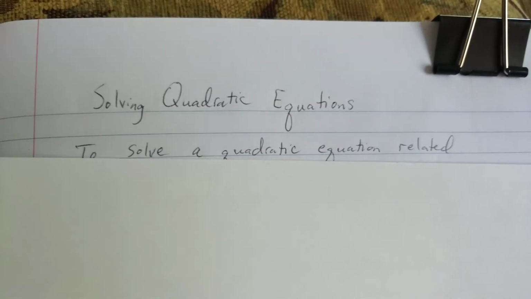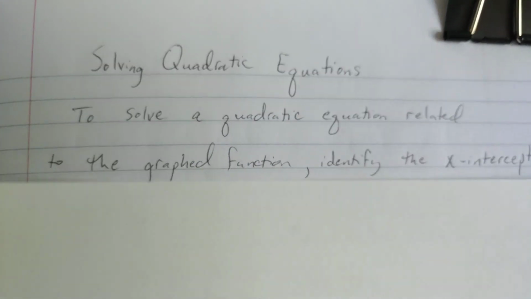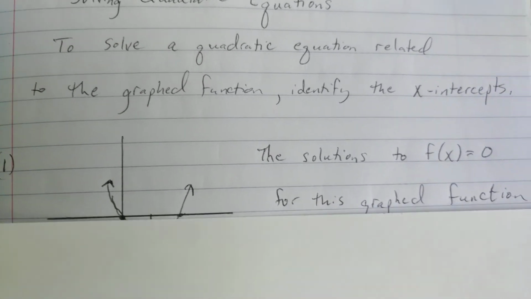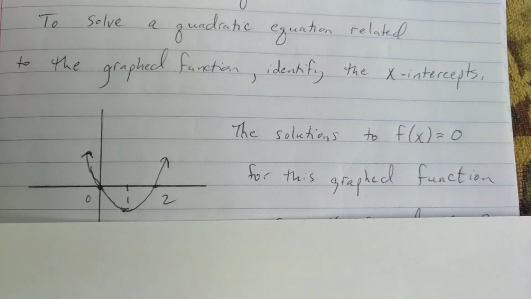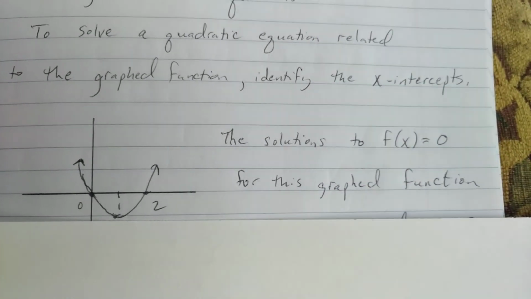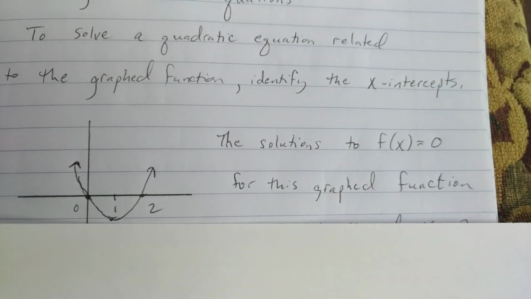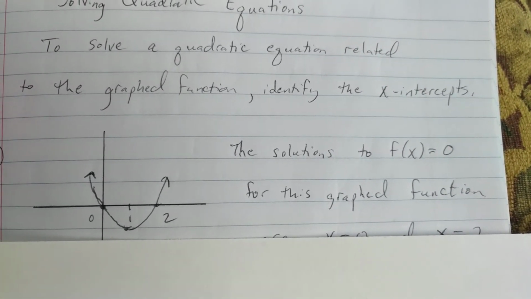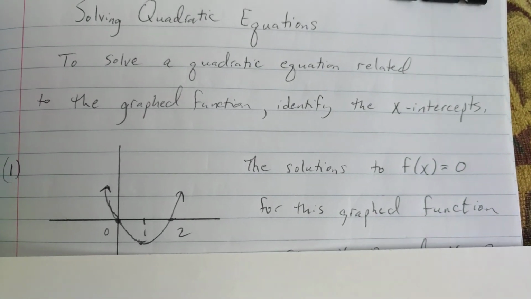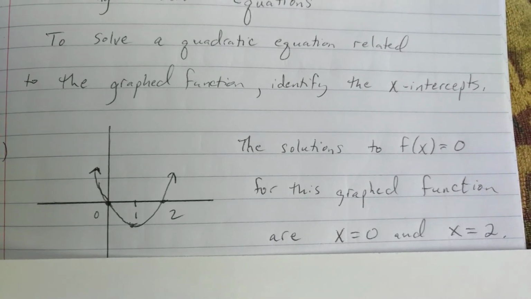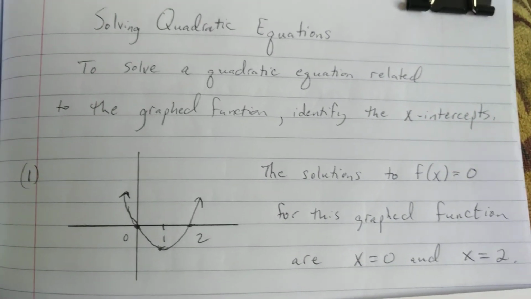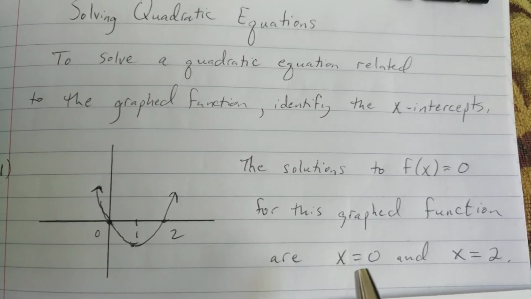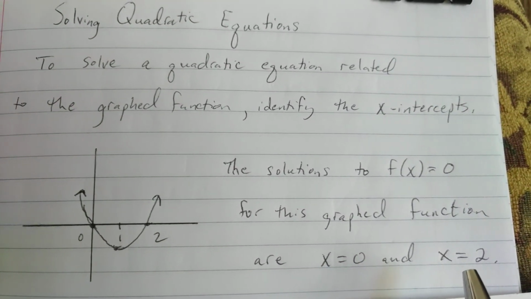So here we go. To solve a quadratic equation related to the graph function, you simply identify that graph's x-intercepts. So the solutions to any function f of x equals 0, in this case quadratic, would be ax squared plus bx plus c equals 0. But we don't need to know all that for the problems we're doing in this section. We simply look at the graph, determine where it crosses the x-axis, and those will be the solutions to the related function set equal to 0. In this case, we can see that the graph is crossing through the x-axis at both x equals 0, the origin, as well as x equals 2. And therefore, the solutions to that graph function are x equals 0 and x equals 2.